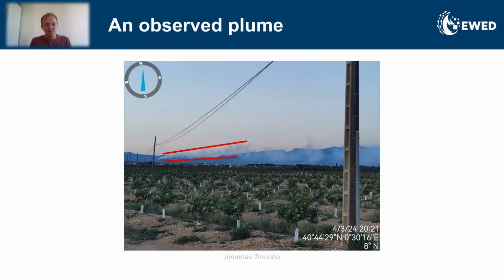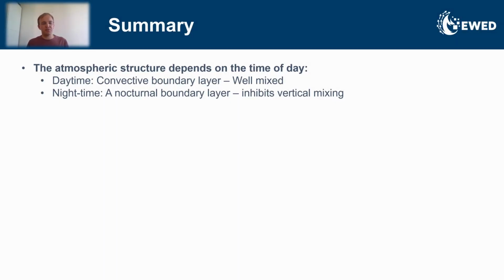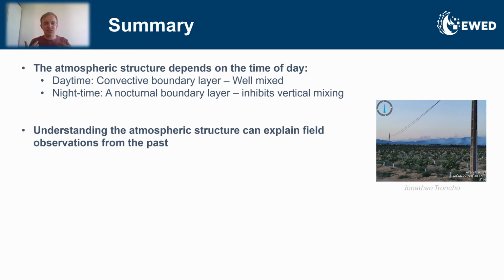And so we see from this figure that using our knowledge from the atmosphere, we can explain the observed plume shape. So to summarize, the atmospheric structure depends on the time of the day. During daytime, we find the development of a convective boundary layer that is well mixed, whereas during nighttime, we find the development of a nocturnal boundary layer, which instead inhibits vertical mixing. We have seen that using this knowledge on the atmospheric structure, we can explain field observations in the past.